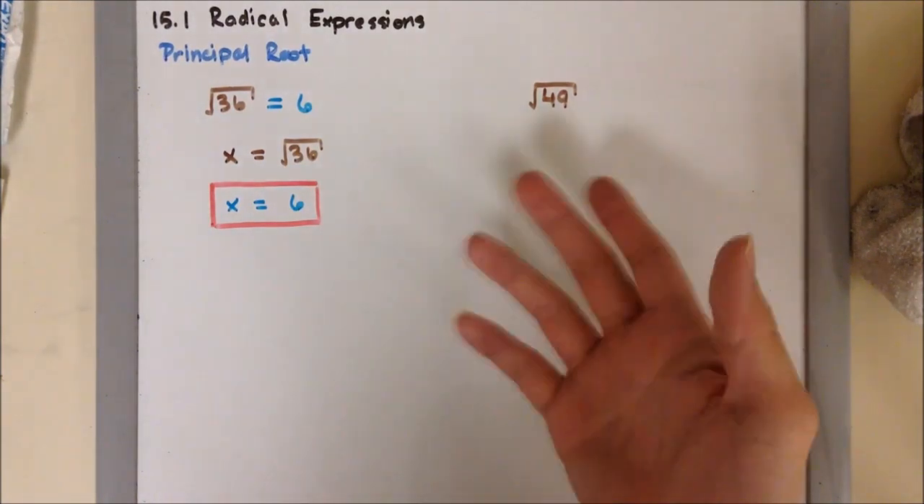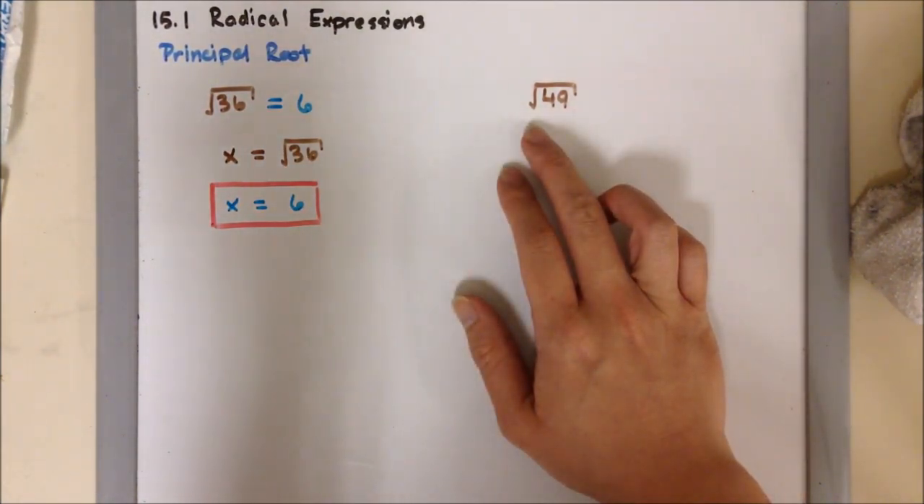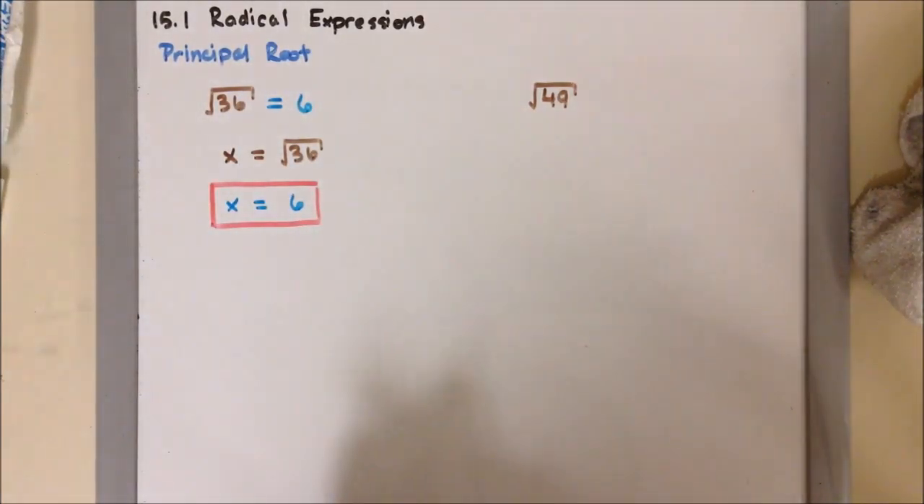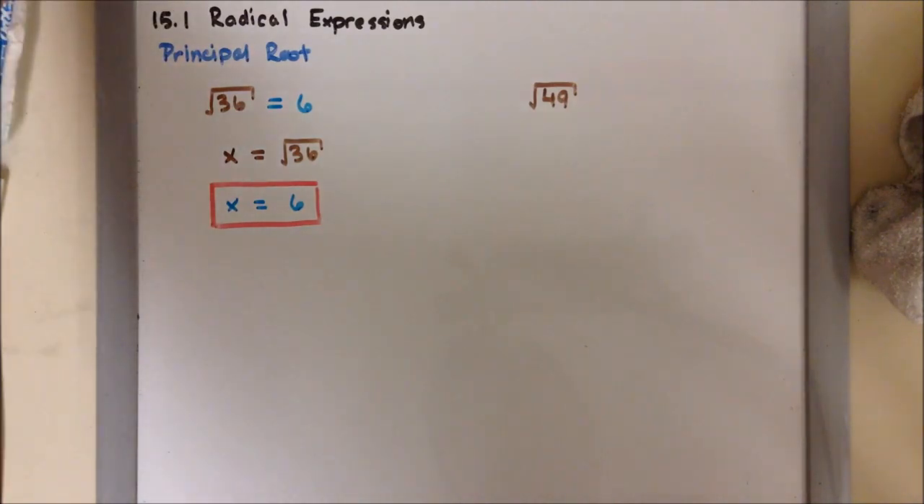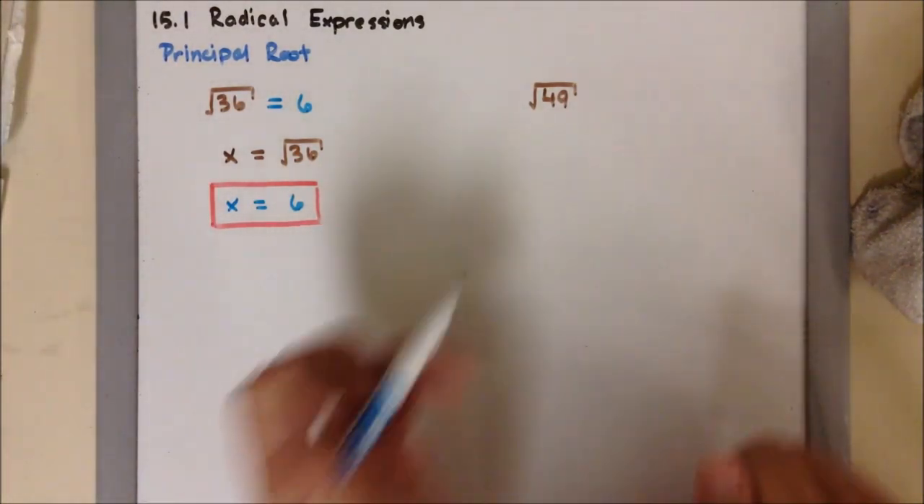Now let's do the same process for the next example. Again, I only see a square root of 49 and it's basically asking you to simplify, meaning that you're looking for the principal root. So therefore, I'm just looking for the positive root. So the square root of 49 is 7.